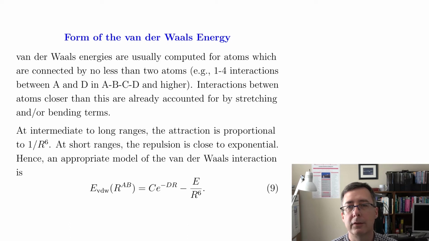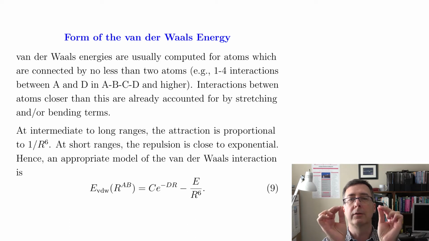Now, one thing I mentioned in this slide that I haven't said so far is that you don't do equation 9 for atoms that are actually bonded to each other. All of these effects are lumped into the stretching term, and I don't need to add them as a separate term. Same thing if I'm in a bond angle, like in water, the two hydrogens, or hydrogen and oxygen, none of those do I include this van der Waals energy for, because those are already lumped into the bending term.